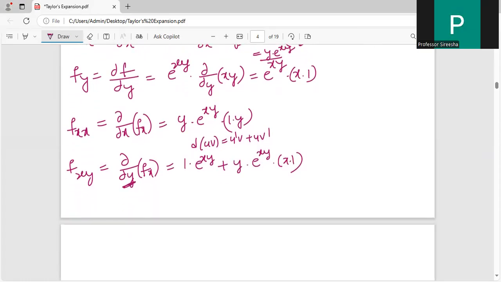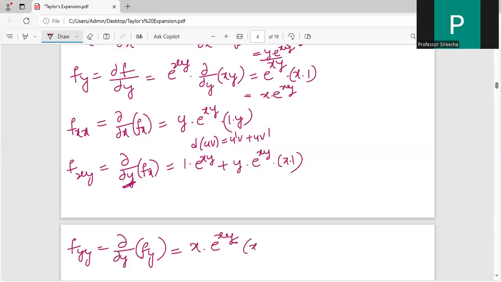Now what would be fyy? Let's see what would be fyy. It's nothing but one more time derivative of fy with respect to y. So what is my fy? x into e power xy. With respect to y I'm doing, so x is a constant. E power xy derivative is e power xy. E power xy also would have been constant if y wouldn't have been there, but since y is there, e power xy derivative is e power xy. Now, x is a constant, y derivative is 1. So fyy would be something like this.